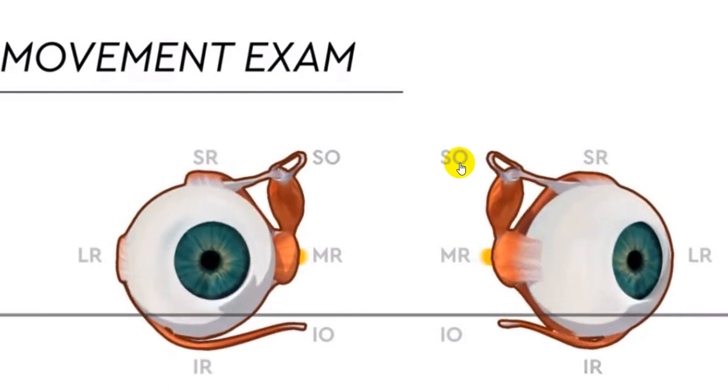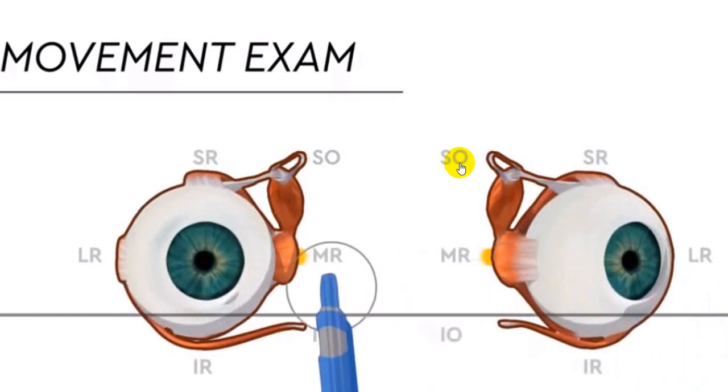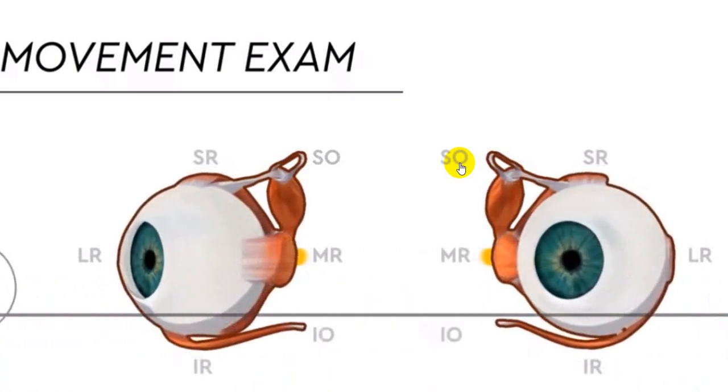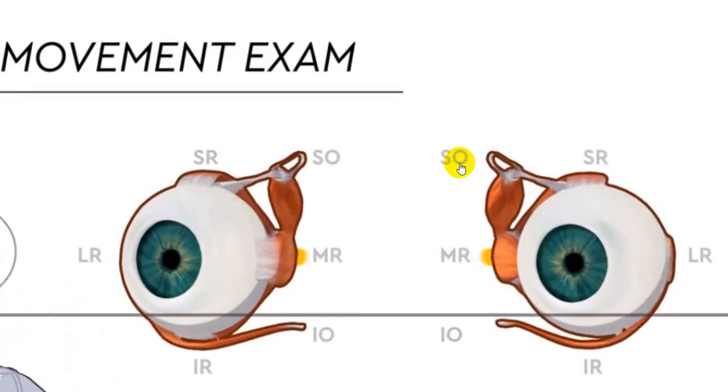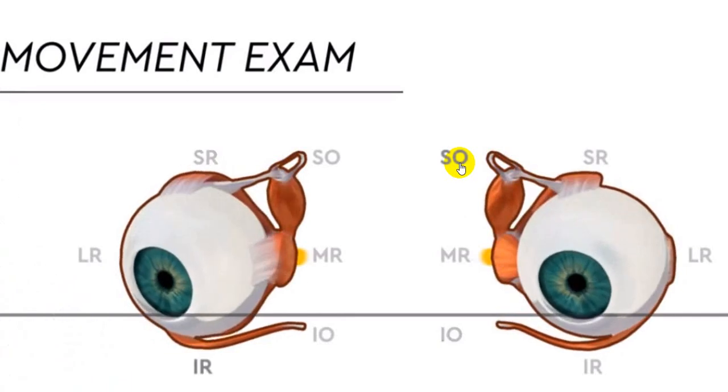Now return the object to the left horizontal position and slowly move it to an equivalent position on the right side. Here you can examine the function of the patient's right lateral rectus muscle, abduction, and the left medial rectus muscle, adduction. Again, raise the object directly superiorly to test the right superior rectus muscle, up and out, and the left inferior oblique muscle, up and in. Move the object directly inferiorly to complete the exam by testing the right inferior rectus, down and out, and the left superior oblique muscle, down and in.